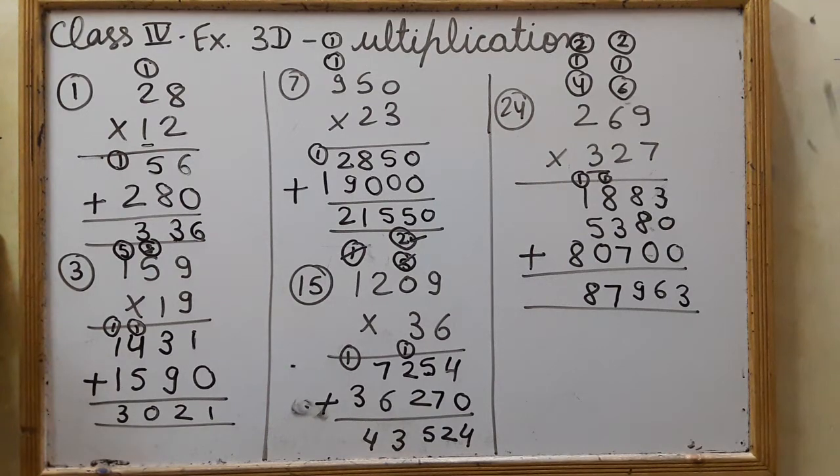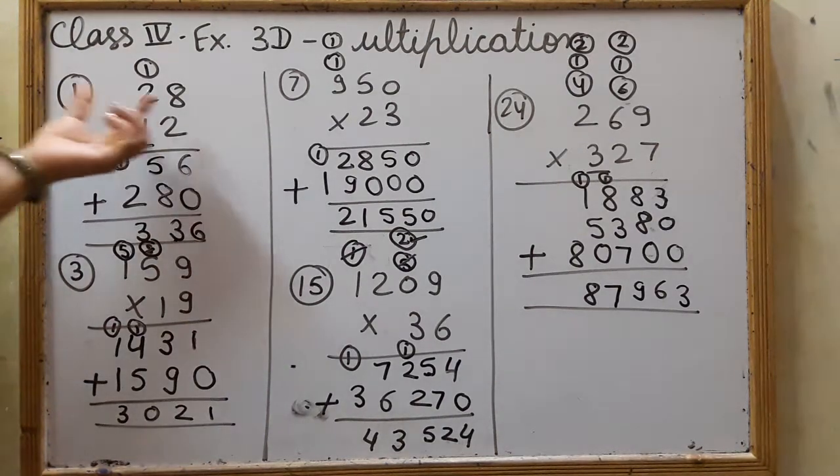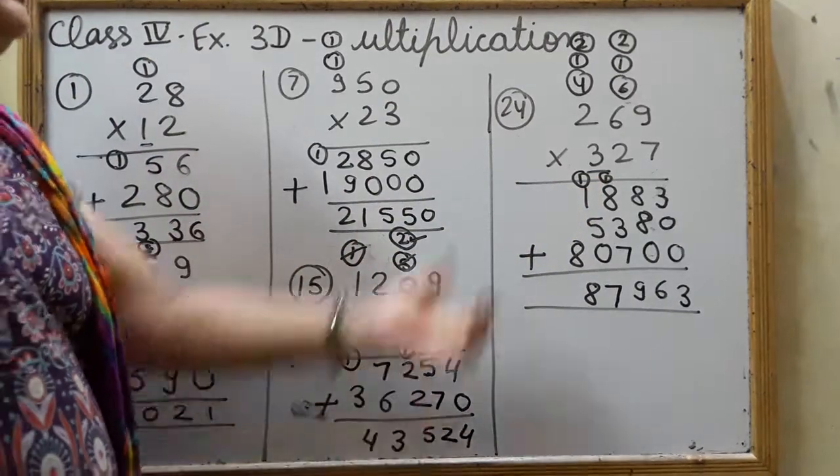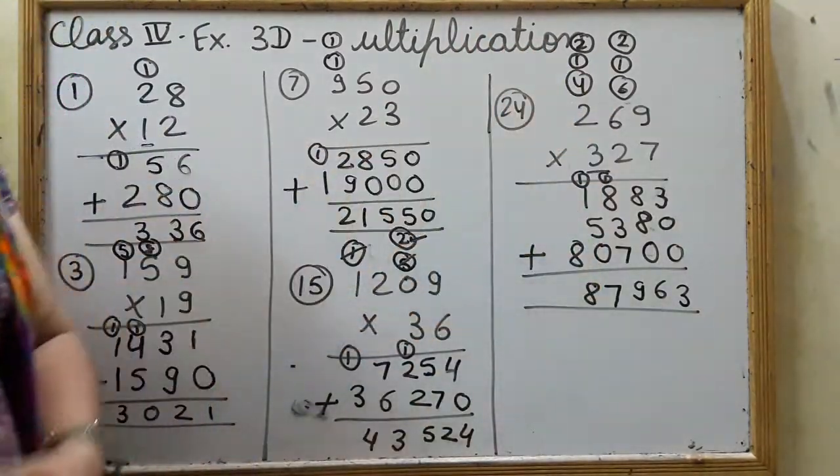Did you understand? In this way, we will multiply 2-digit number, 3-digit number, 4-digit number by 2-digit number and 3-digit number by 3-digit number. Thank you.